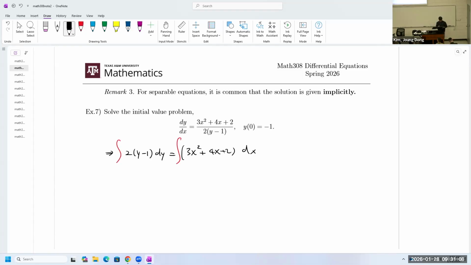On the left-hand side, y squared minus 2y and c somewhere, okay? And the right-hand side is x cubed plus 2x squared plus 2x, and we can do constant c. That's it. This is the implicit form of the solution, okay? But we are not done yet. Here we go.